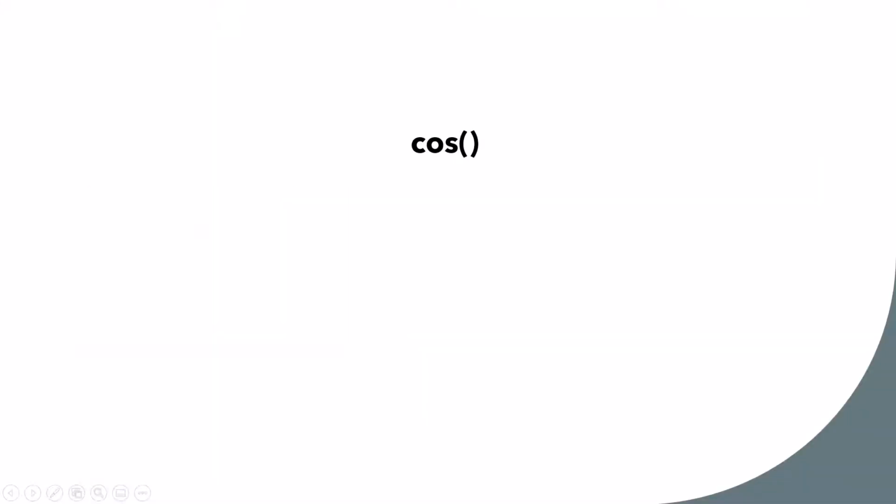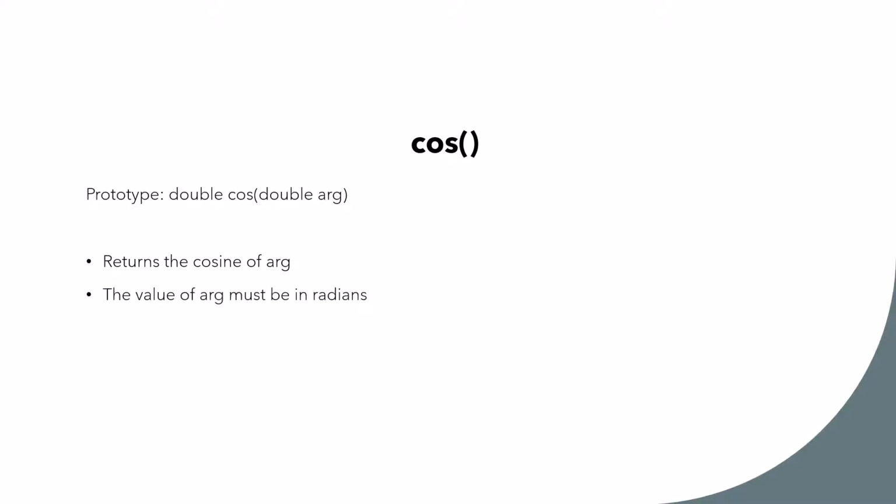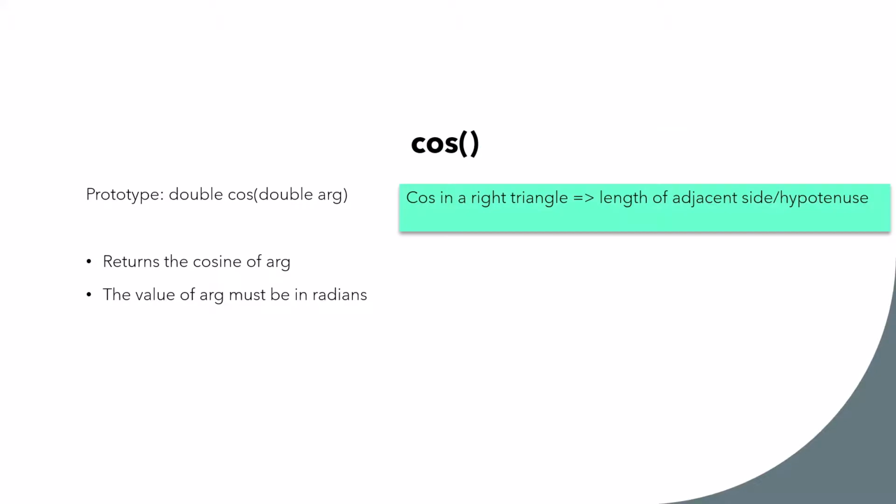Moving on to cos. From the prototype, you can see this function returns a double, taking as argument a double as well, returns the cosine of the argument. The value of the argument must be in radians again. Remember, the cos in a right triangle is the length of the adjacent side divided by the hypotenuse.